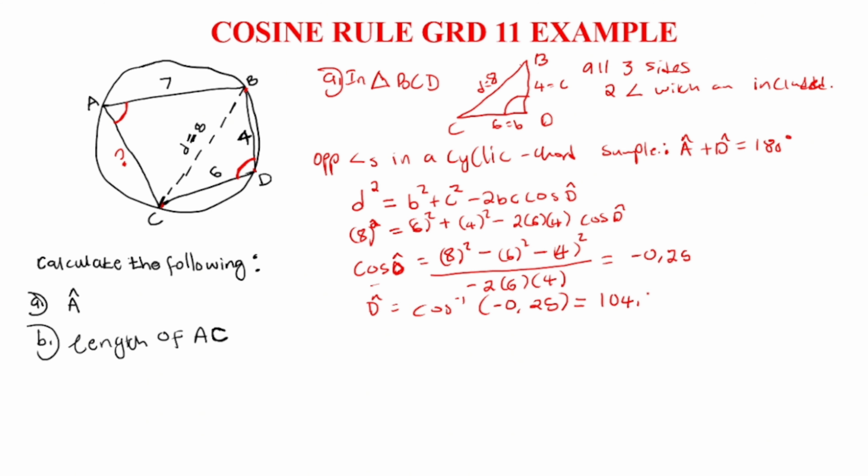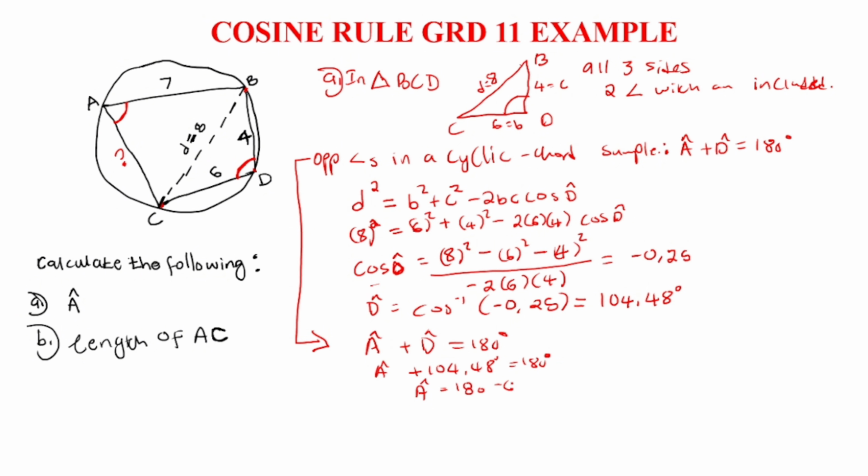From the statement we said, they ask us for A, and we know that A plus D is equal to 180 because it's a cyclic quad. We already know the angle D is 104.48 degrees. So we say 180 minus 104.48, and therefore A gives us 75.52 degrees. Great stuff. So we have got the two angles. Now let's come here.